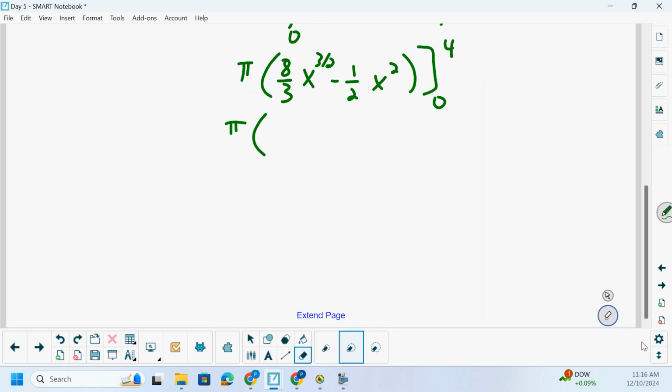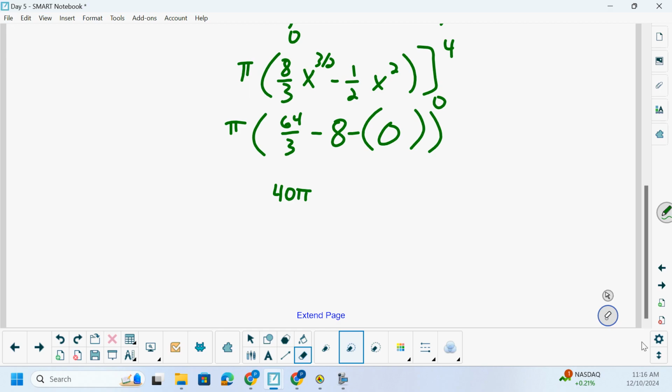When we sub in the 4 to that first x, square root of 4 is 2. 2 to the third is 8. 8 times 8/3 is 64/3. 4 squared is 16 times the -1/2 gives us -8. And all the other parts are 0. 8 is really 24/3, so 64/3 minus 24/3 will give us 40 pi over 3 for that volume.